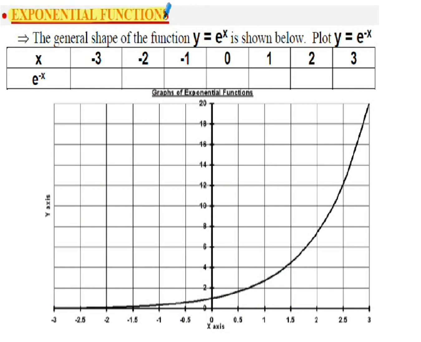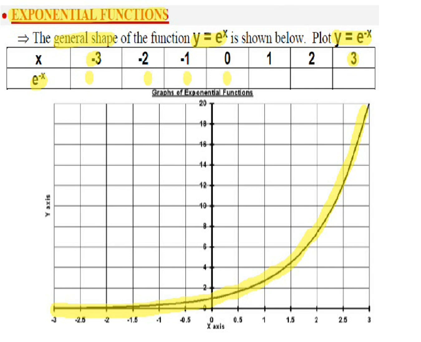Exponential functions considered here. The general shape of the function y equals e to the x is shown below. This is the curve here. It's been plotted for us. This is y equals e to the x. And what we're asked to do here is plot the function y equals e to the minus x between the range of -3 and +3 in increments of 1. So I'll let you work out the values for e to the minus x for this row here.